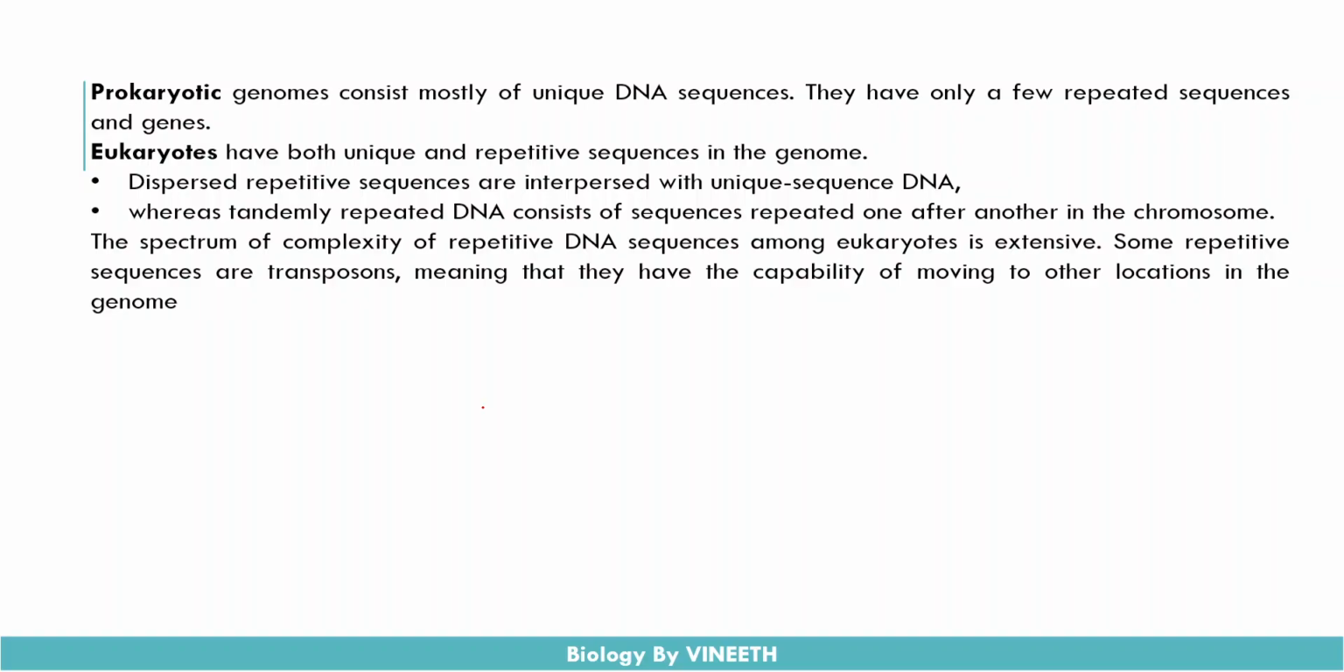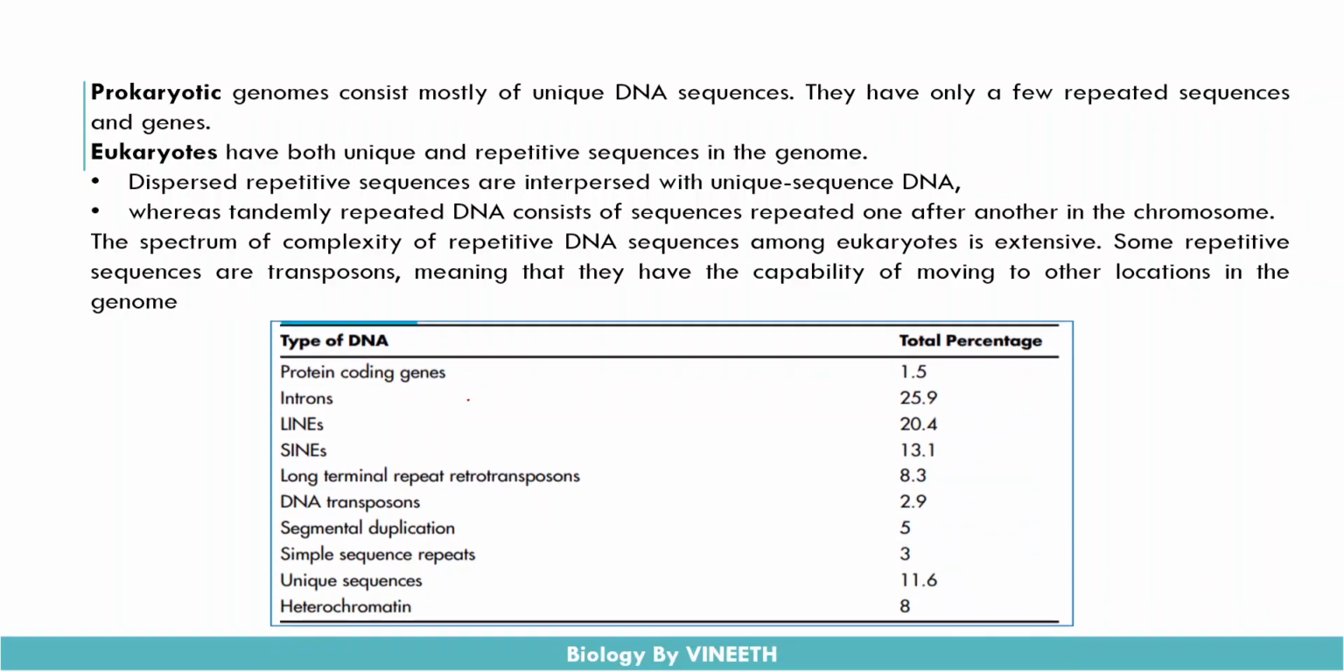Okay, and these repetitive sequences are classified into tandem repeats and interspersed repeats, as I said in the previous slide. So the DNA present in eukaryotes is of two types: the genic and the extragenic. Extragenic contains the low copy as well as the repetitive sequences. In this table I have given the percentages of the different types of DNA present in the nucleus. First, protein coding genes are 1.5%.